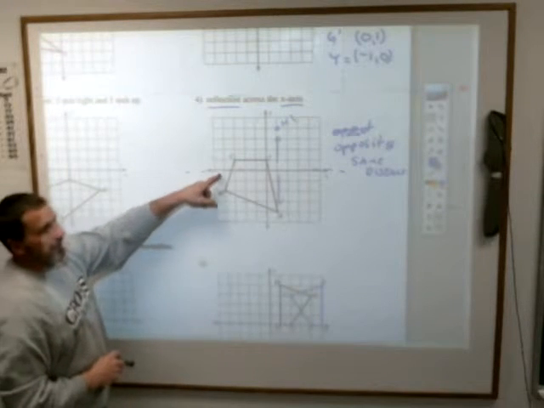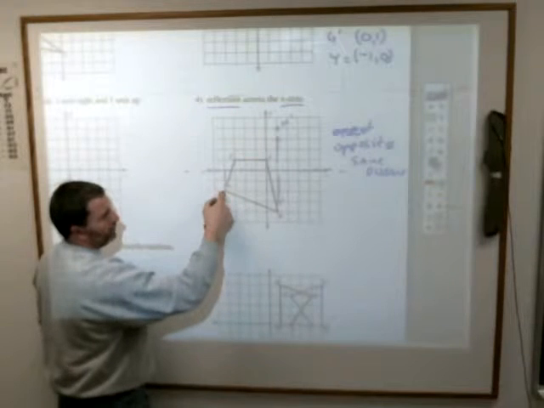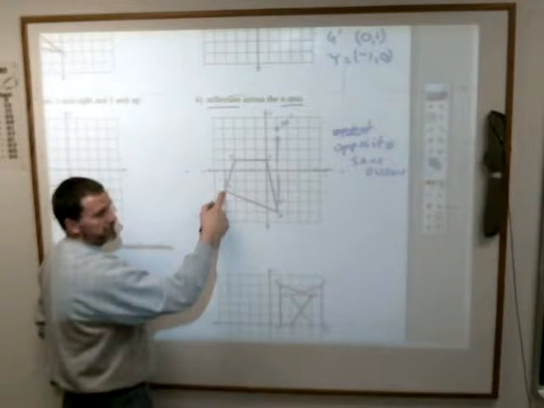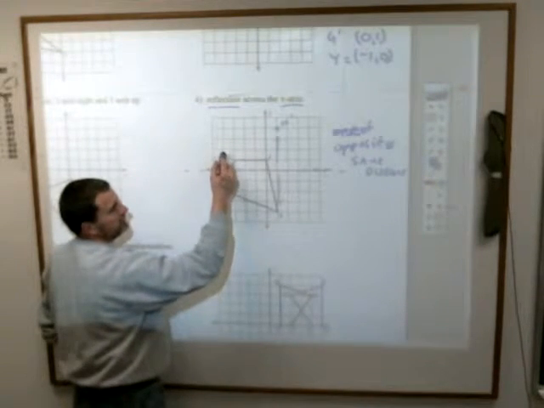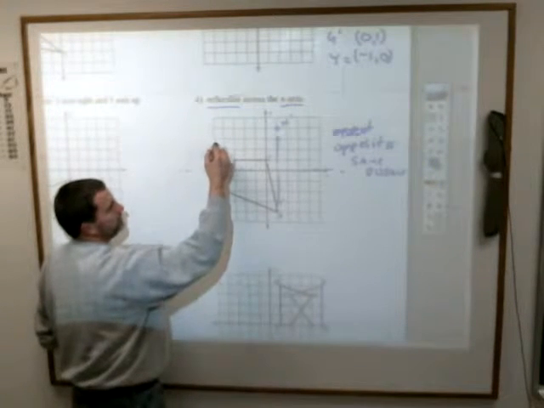Same thing with letter M. Letter M is 2 units away from that axis of reflection this way, so you have to go 2 units in the opposite direction and put a point there. That's M prime.